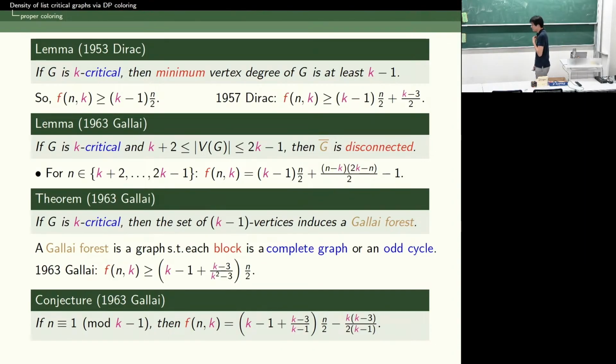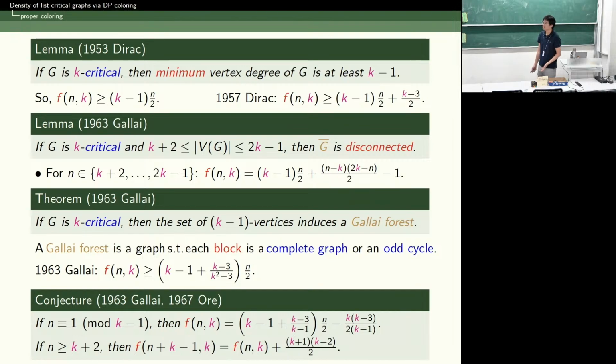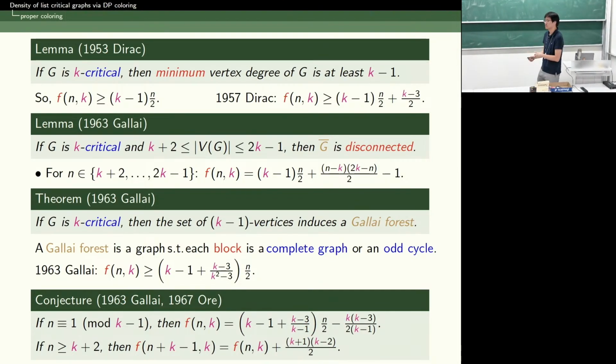And then a couple years later, Ore looked at this conjecture, and he generalized it. It's phrased differently, but it's the same thing. Well, it's a generalization, because Gallai's conjecture is only for n when n is 1 mod k minus 1, and Ore's conjecture is for all n at least k plus 2. He said, okay, if you start with a k-critical graph with the minimum number of edges, and you add k minus 1 vertices, then you will add exactly this many edges.